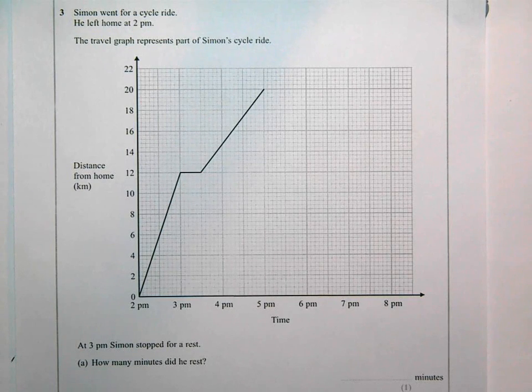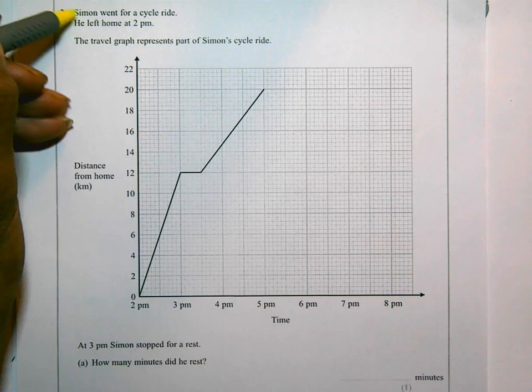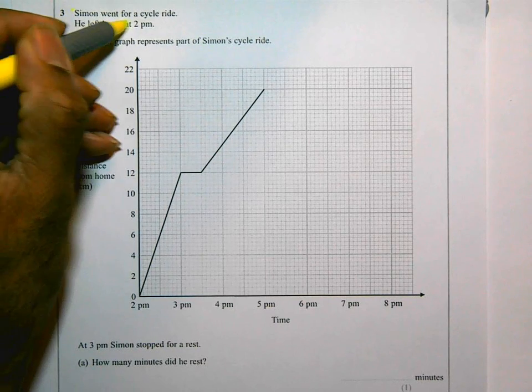Okay, here's question 3 on the higher calculator paper. Let's read the question first. Simon went for a cycle ride. So he went for a cycle ride. He left home at 2 p.m.